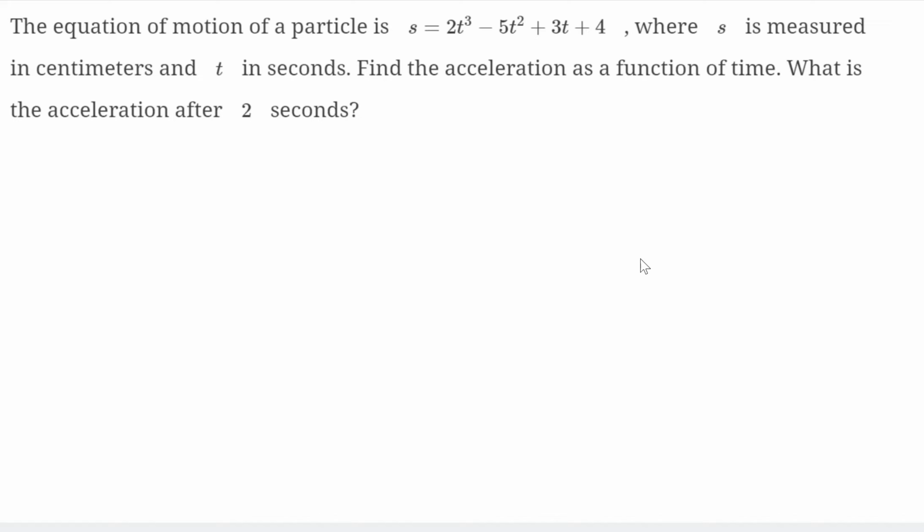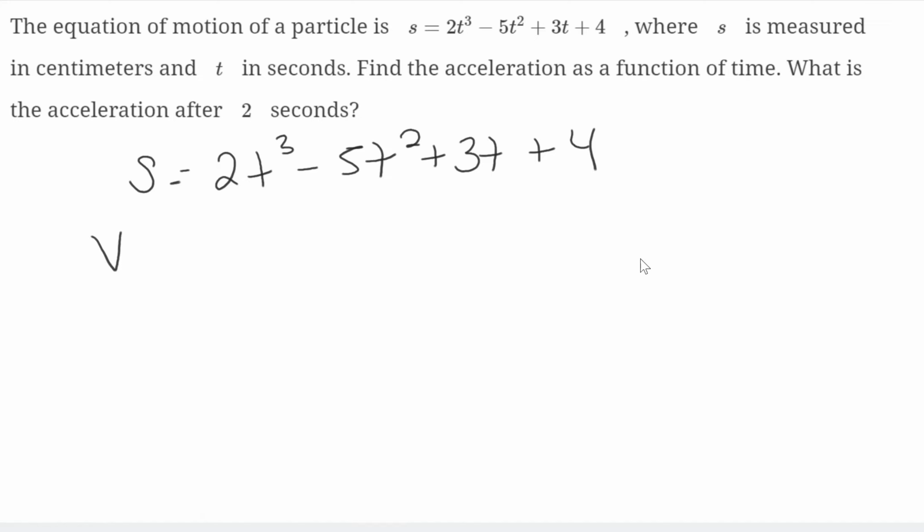All right. So my original function is s equals 2t to the third minus 5t squared plus 3t plus 4. Now, my velocity, which we have to find first, because you didn't actually find acceleration, you found your velocity. So the velocity is your first derivative, s prime. We got 6t squared minus 10t plus 3, and that's your velocity.